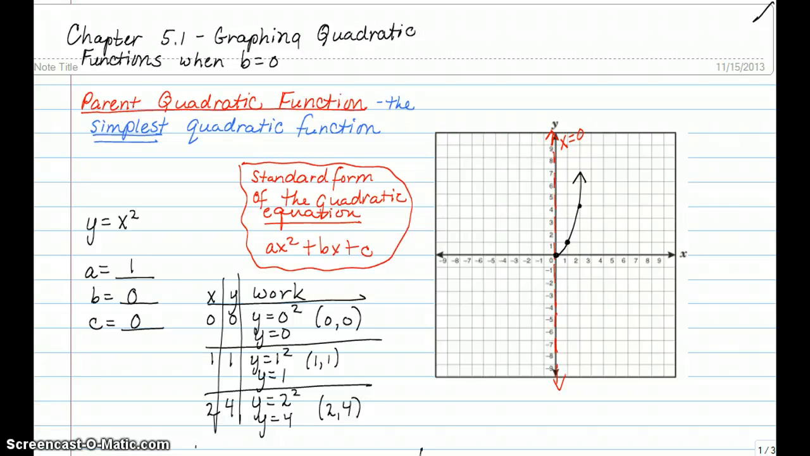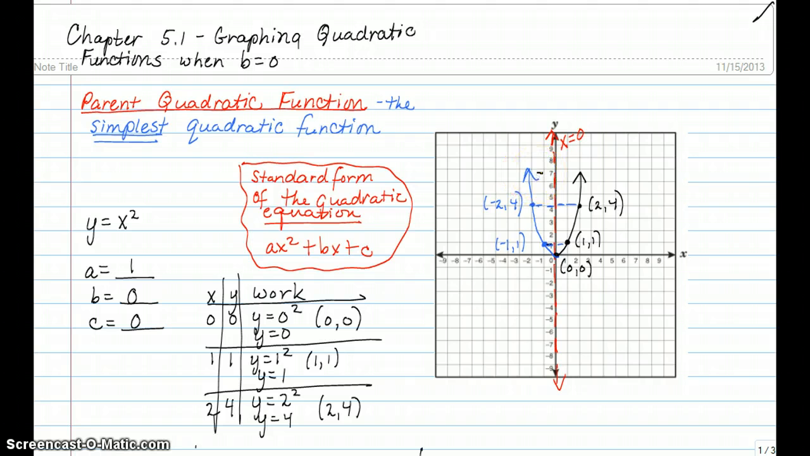Now we're going to go ahead and reflect each of these points. So this is 1, 1. Let's go ahead and write those points. 1, 1, 0, 0, 2, 4. So now we're going to reflect and plot that point. And that's going to be negative 1, 1. And then this 2, 4 is 2 to the right of the axis of symmetry. We're going to go 2 to the left. And that point's going to be negative 2, 4. Then we're going to connect these points. And your parabola is complete.